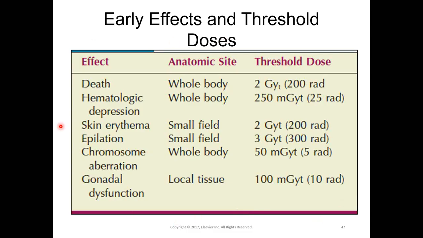This also is in your book. It's just a breakdown of the doses that need to hit, so those threshold doses before this type of effect can occur. And this is whole body versus small field versus local tissue. So this is all broken down. This is a nice way to remember the doses that are needed. So pay attention to this chart.